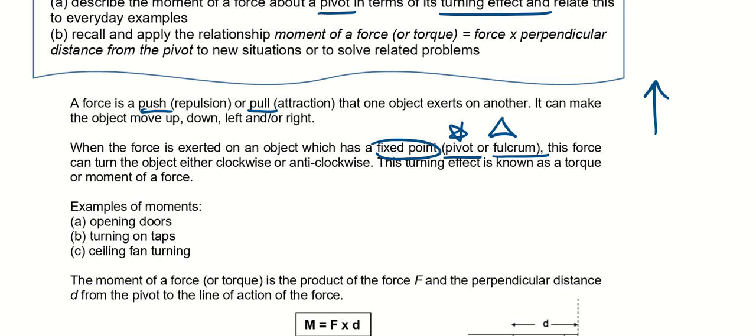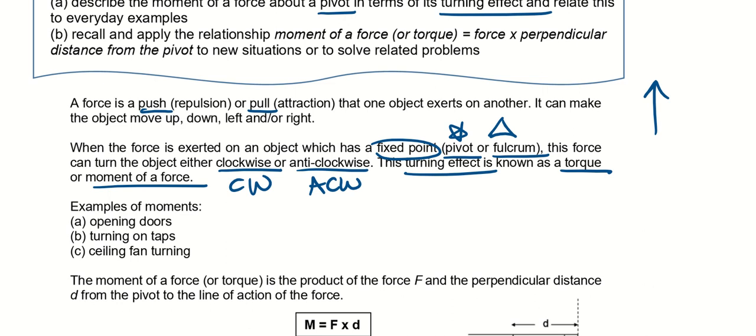So when this force is exerted on an object which has a fixed point, the force can turn the object either clockwise or anti-clockwise. This turning effect is then known as a torque or moment of a force. Moment of a force is normally used, torque is sometimes used, but they mean the same thing. It is the turning effect.